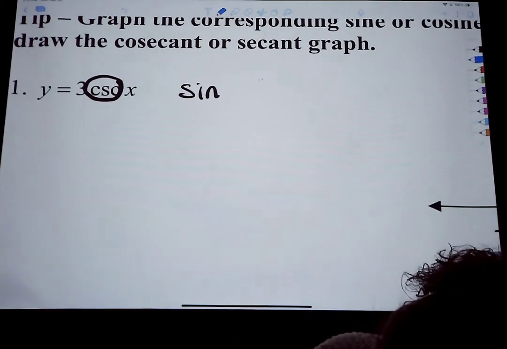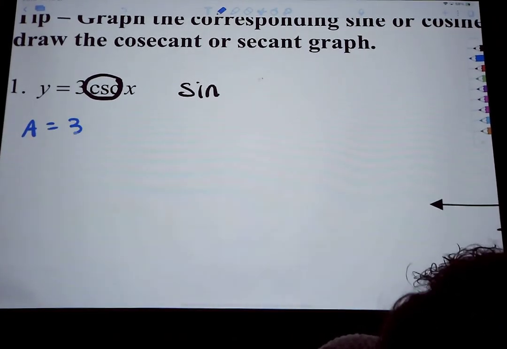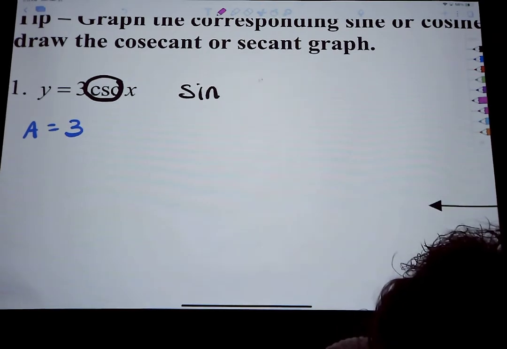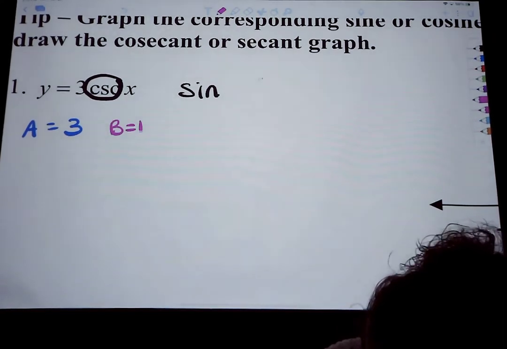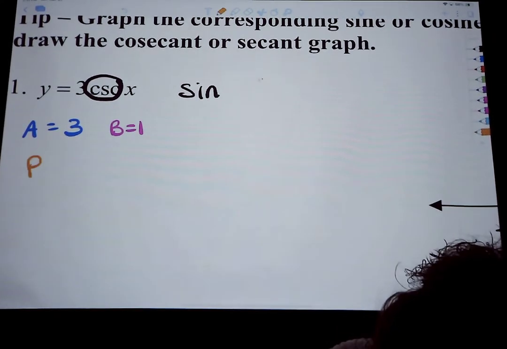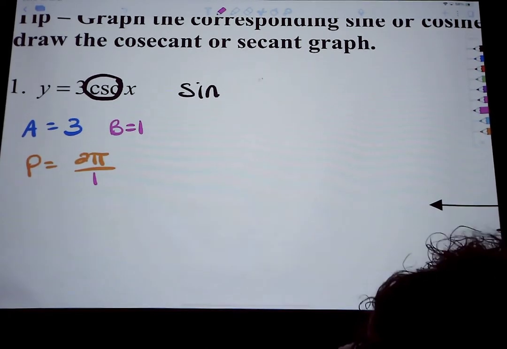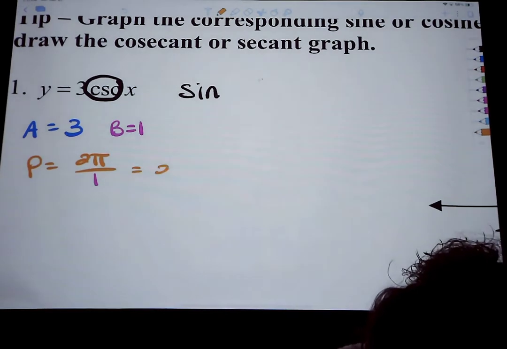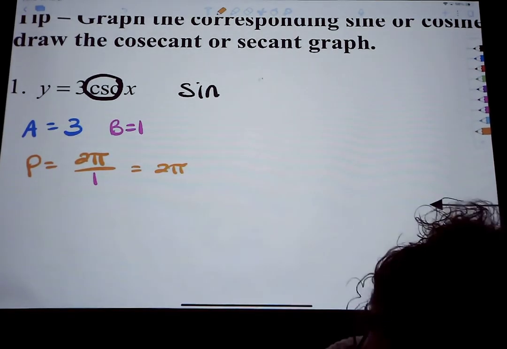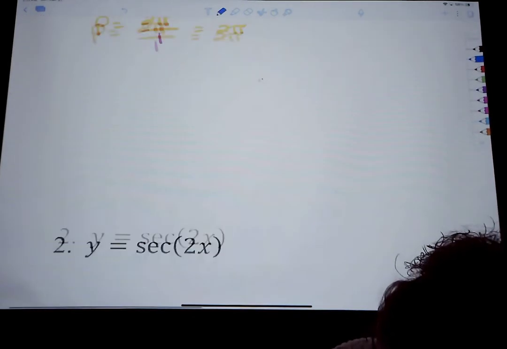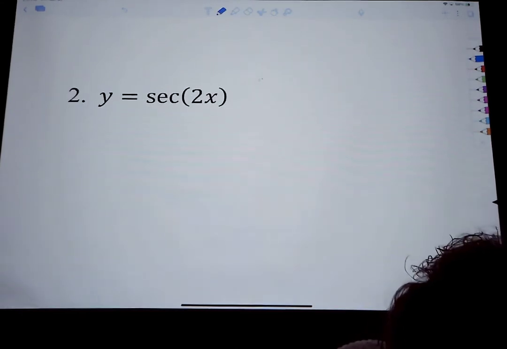All right, amplitude is 1. No, just kidding. Amplitude is 3. The b value in front of x is 1. Therefore, the period is 2 pi over b, which is 2 pi. Good. Moving on. Let's just keep going. Keep doing it for every problem.